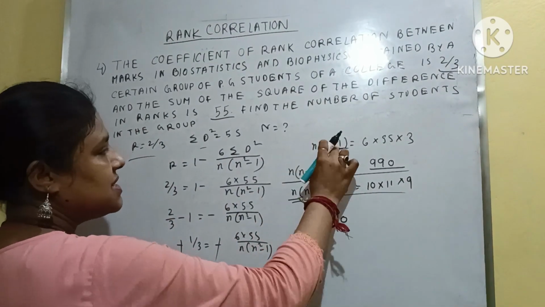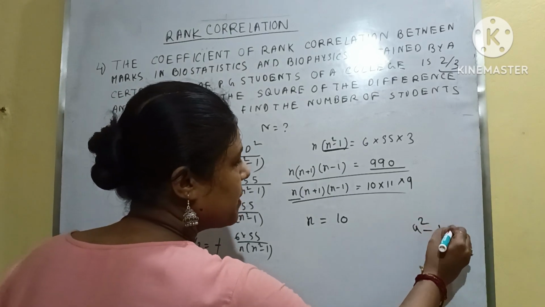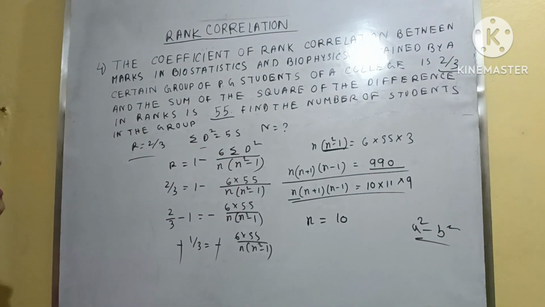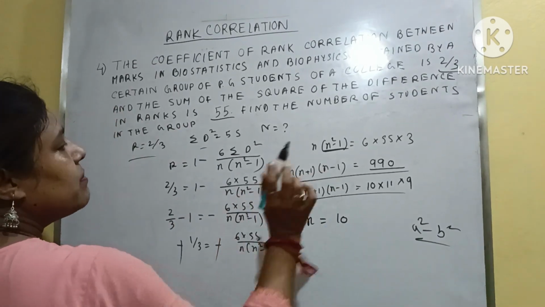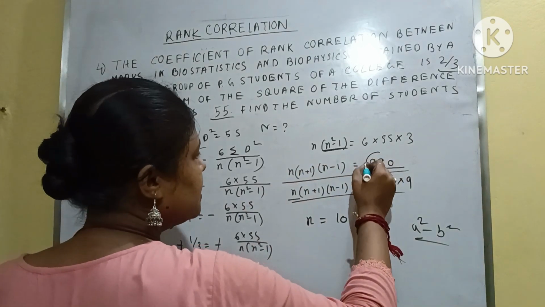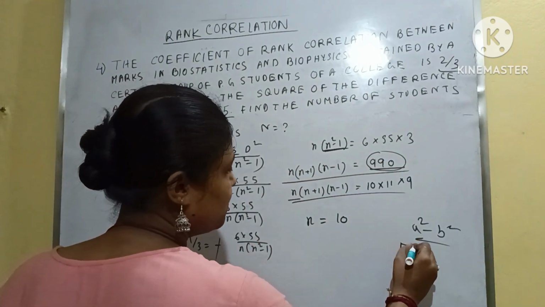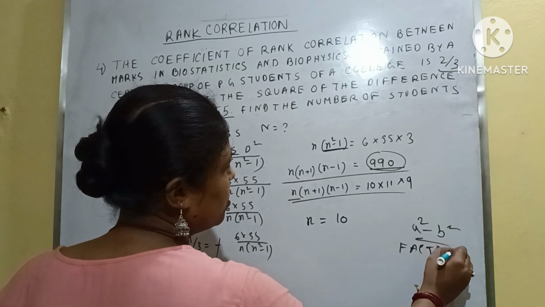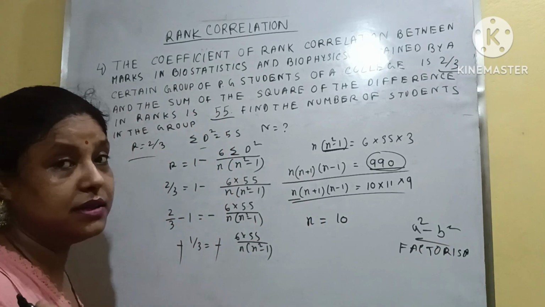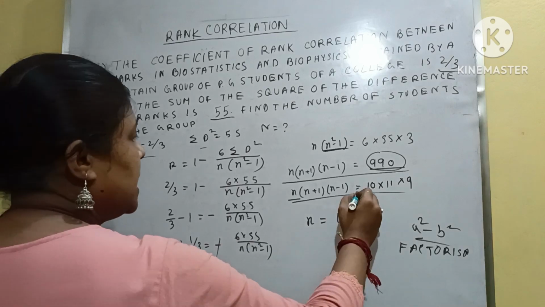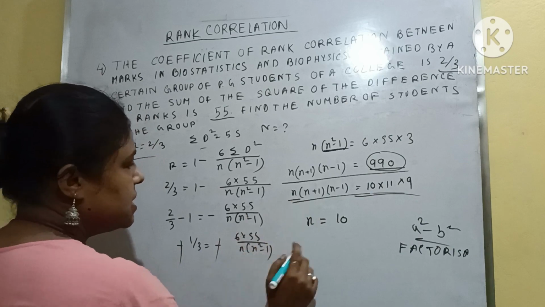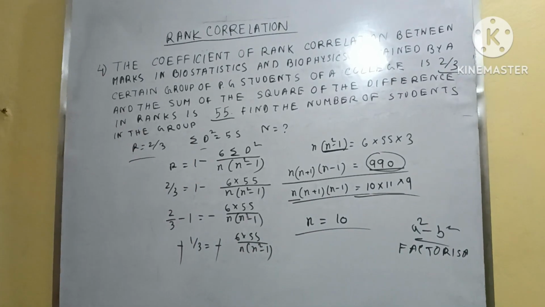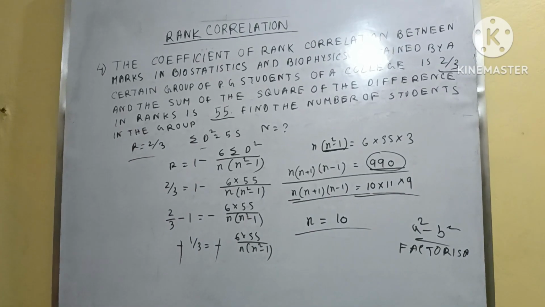This is the formula of a square minus b square, and you have all learned it in the lower classes. So N plus 1, N minus 1, and just break this number by factorization. This is also something you have learned in the lower classes. In that way we split this number and then we get this N value. Clear? So in that way the rank correlation is calculated here.